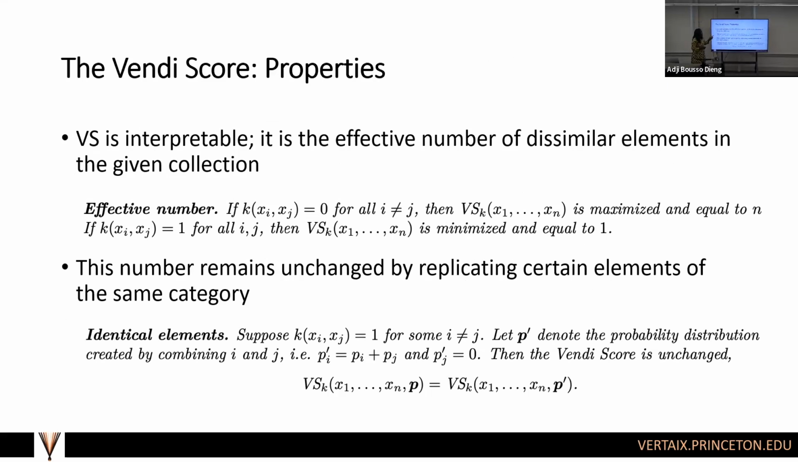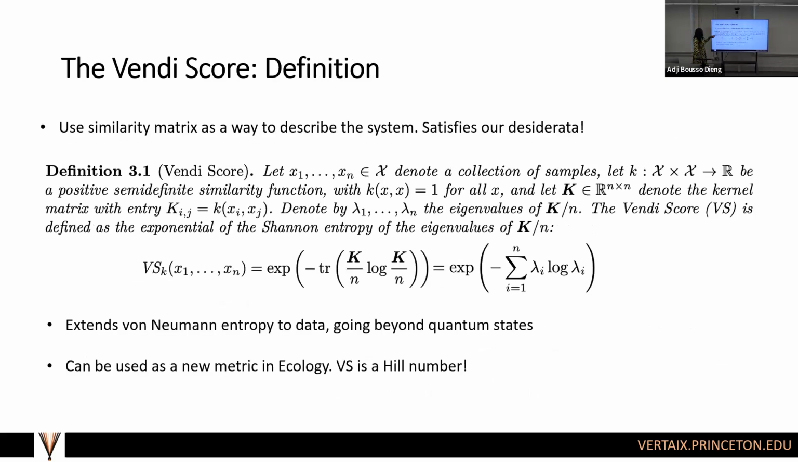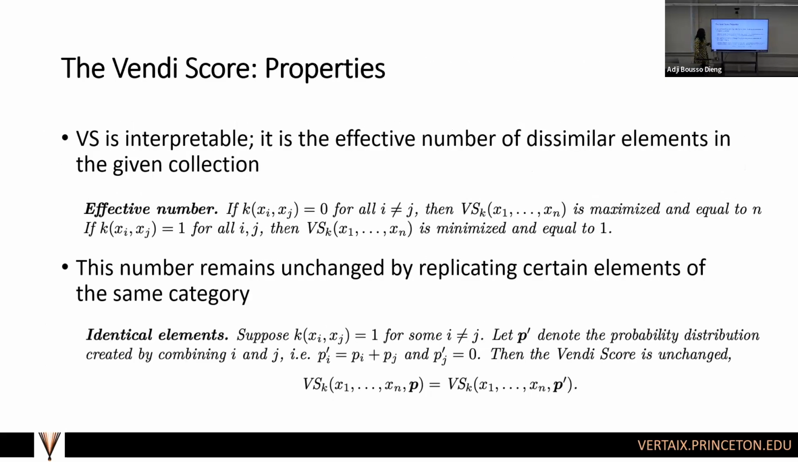So if all the elements in the collection are dissimilar, with similarity 0 between each pair, then the Vendi score is maximized and equal to n. You can get that by just plugging in: the similarity matrix will end up just being the identity, and you plug in the exponential of minus trace of K over n times log K, and you will recover n.